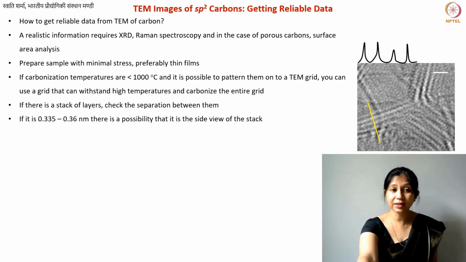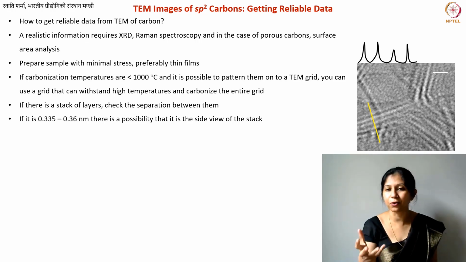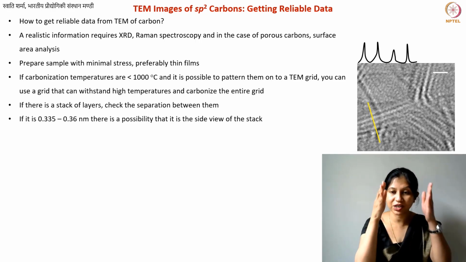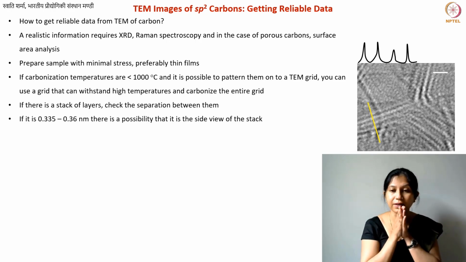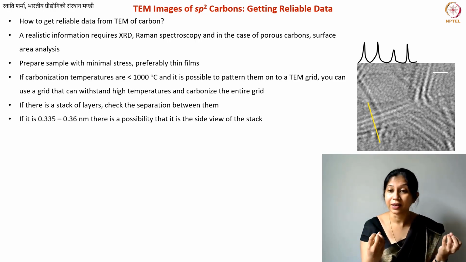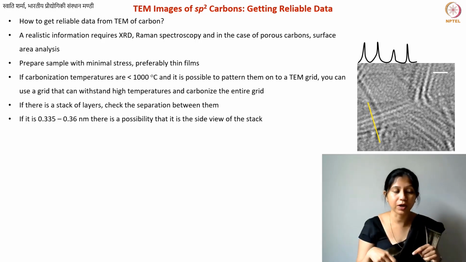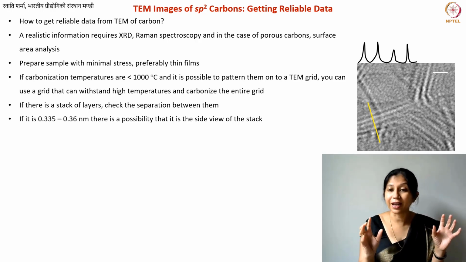If the separation is between 0.335 and 0.36, I have written 0.36 and not 0.344 because there is definitely manual error when you are measuring the separation. As I said, this is done by image processing software, and often you will manually place your cursor when you want to measure the separation between the two intensity peaks. So there is some manual error, but this gives you some information up to 0.36. You know, this might be the side view.